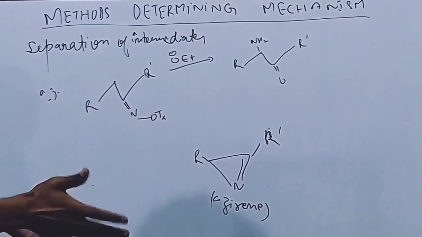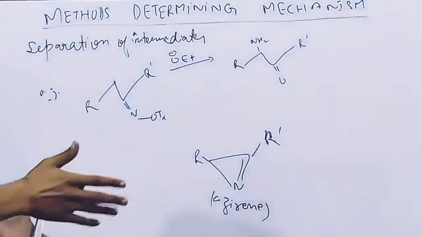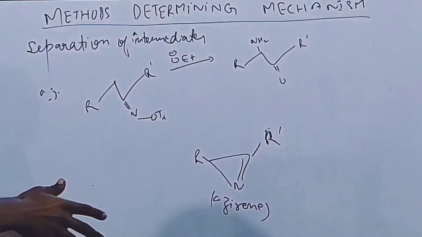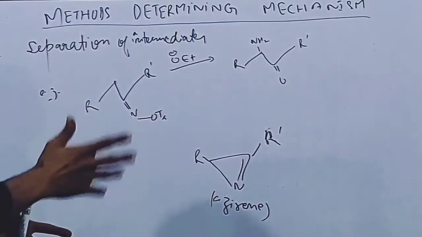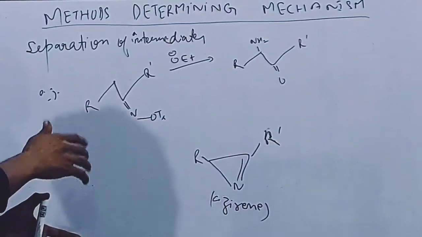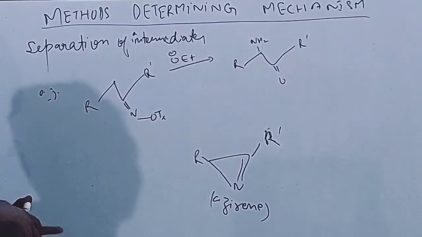And after trapping the intermediate, we can use various techniques such as IR, NMR, and other spectroscopic techniques that are used for determining the intermediate.